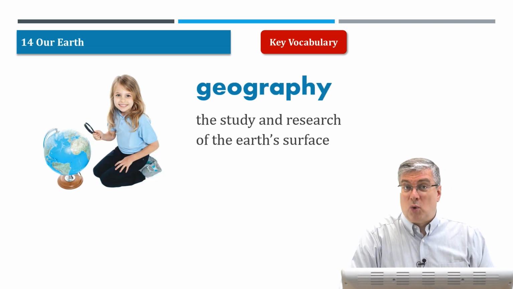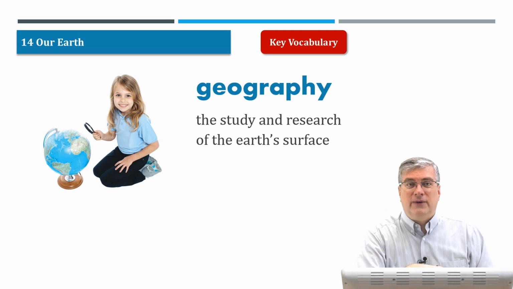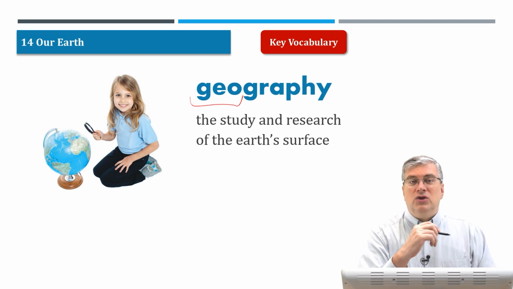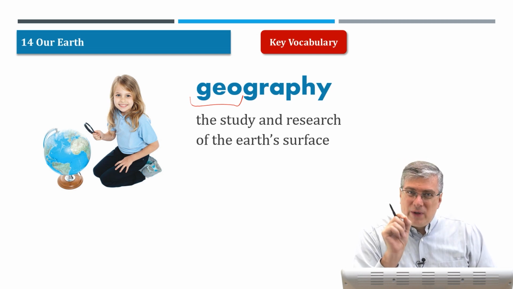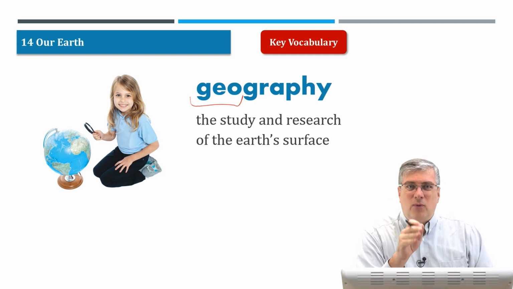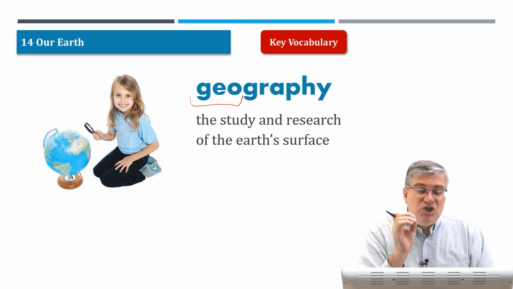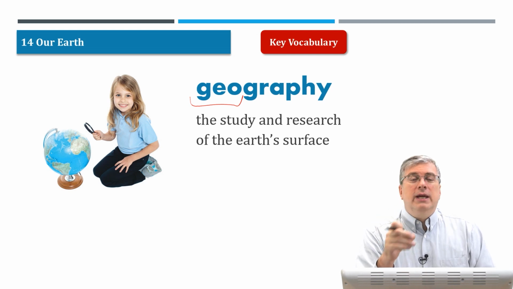Another word that's important for this lesson is geography. Geography is the study and research of the Earth's surface. Now here's a little word to remember this by: geo. Geo is what we call a prefix. A prefix comes before the base word, or what we call the root word, and geo means earth. So whenever you see a word that starts with geo, you know that they're talking about the earth.